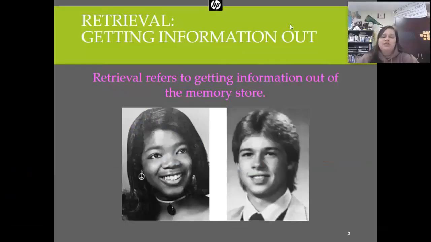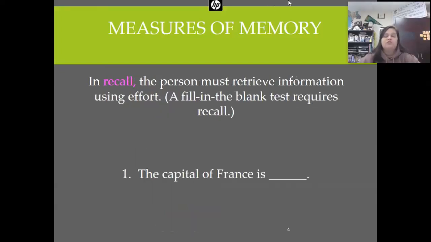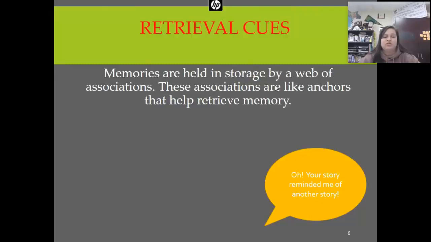Retrieval is getting information out of the memory store. So we talked about encoding and then storage, and now we're to the retrieval part. A couple different ways we can measure memory, and we usually do this through testing. How do we know if you remember something unless we test you over it or have a question about it? Recognition is one way to identify if somebody can remember something, and it's one of the easier ways. In recall, you have to retrieve information using effort. So that takes a bit more to get information out of the memory storage.